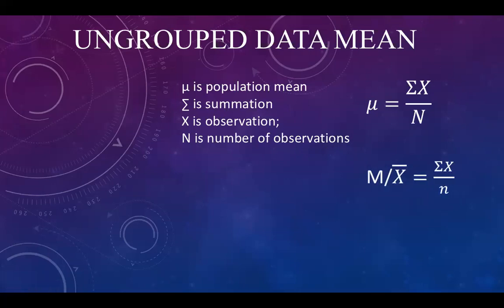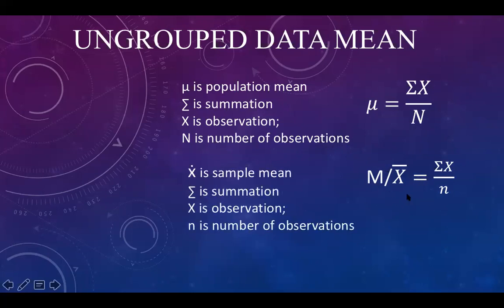This formula and this formula have no difference. Only the difference lies in the symbols. X bar is the symbol for the sample. When we have collected the data from the sample, we have the symbol X bar, and when we collect it from population, we have the symbol mu. So X bar is the sample mean, this is the summation of the observations, and this is the number of the observations in the sample.